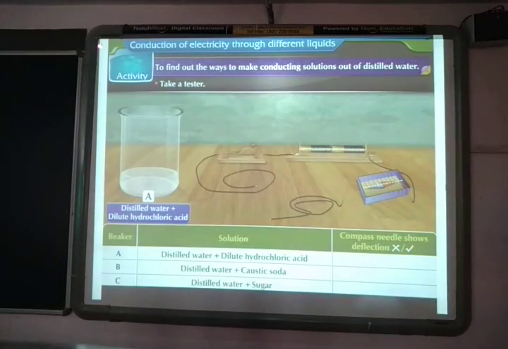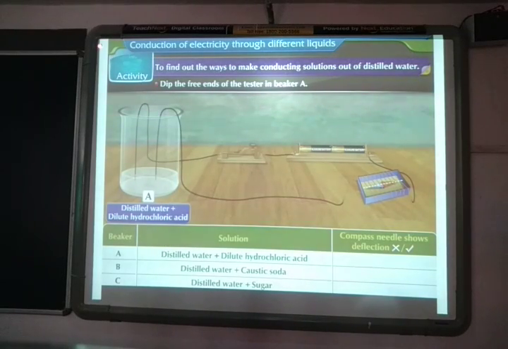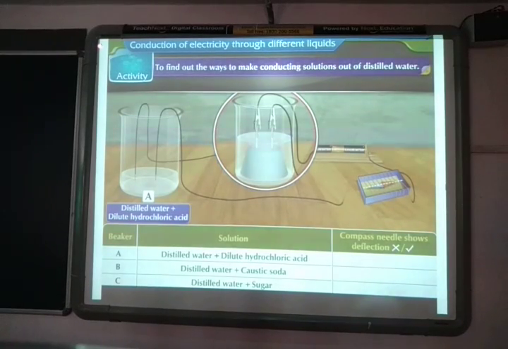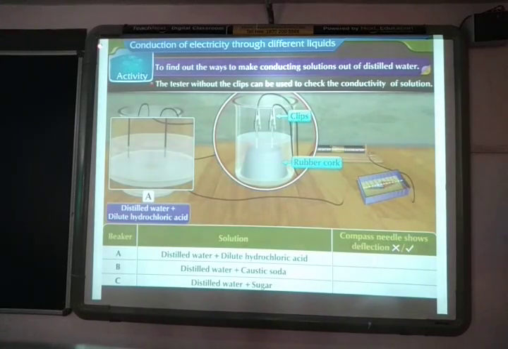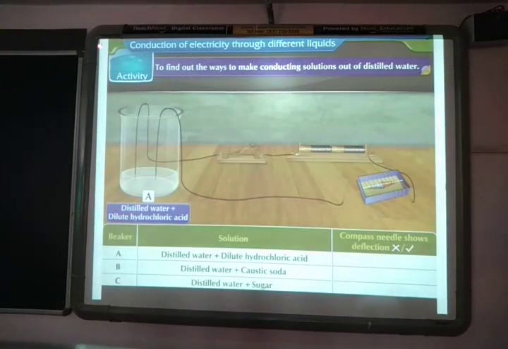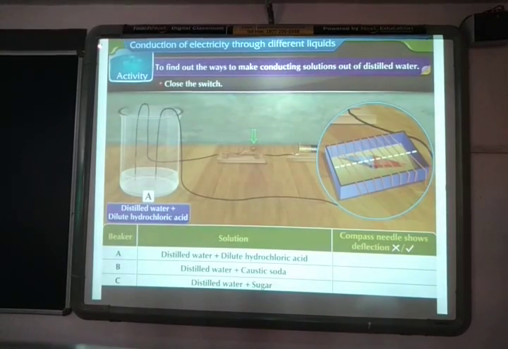Take a tester, dip the free ends of the tester in beaker A, such that they are approximately 1 centimeter away from each other. Note that in this activity, we have used the tester without the clips and rubber cork. This is one of the ways to use the tester. Now, close the switch and check whether the magnetic needle shows any deflection or not. You will observe a deflection in the magnetic needle.